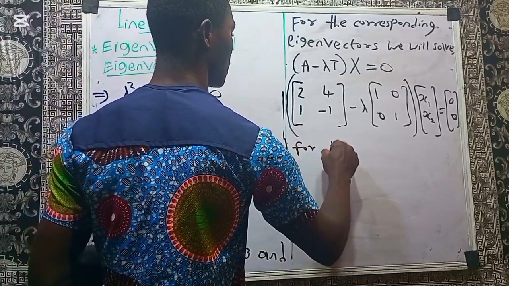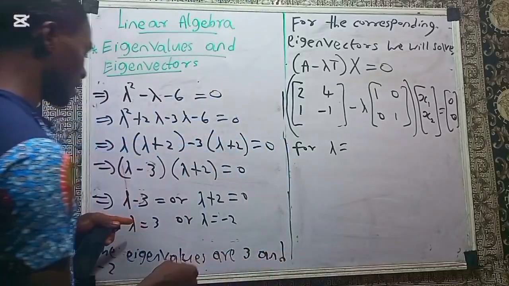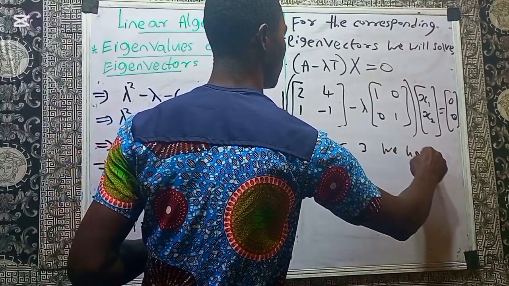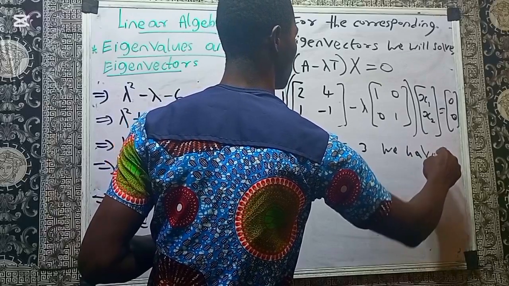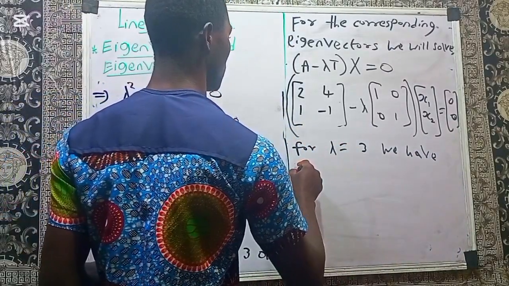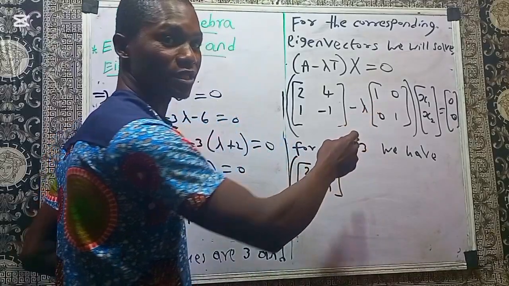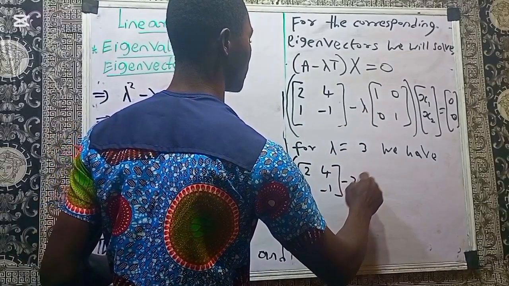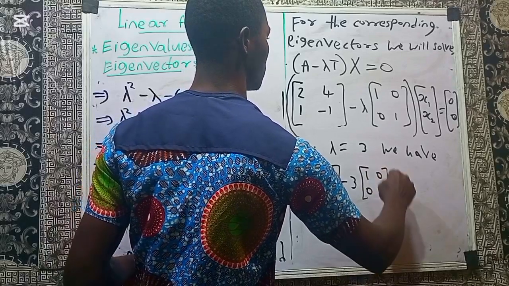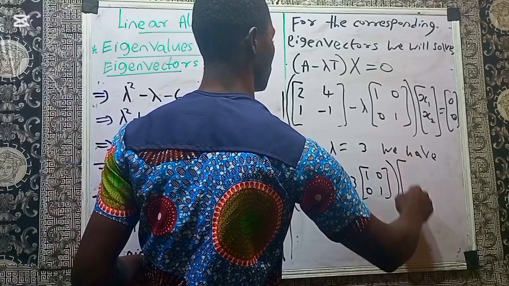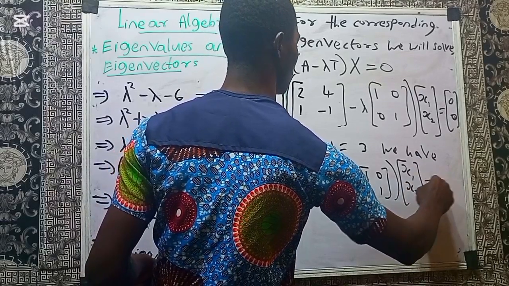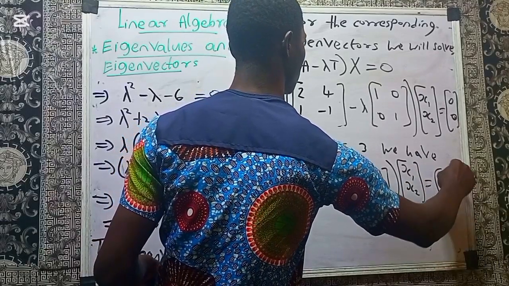For lambda equals, the first lambda is what? 3, right? So we are going to solve for lambda equals 3. Our lambda is now 3. So we are going to have minus 3 multiplied by the identity matrix, right? Multiplying the column vector, equated to the 0 matrix.